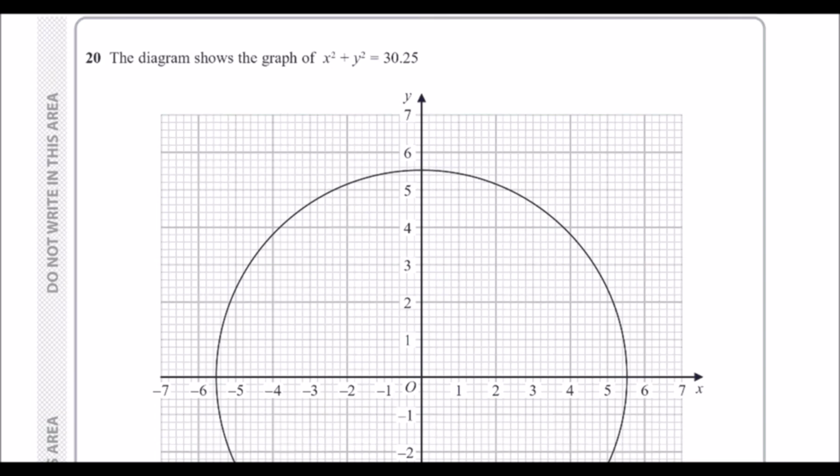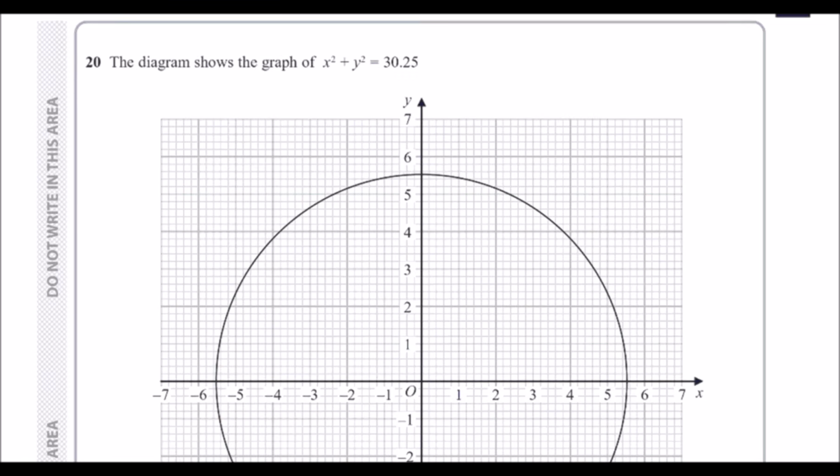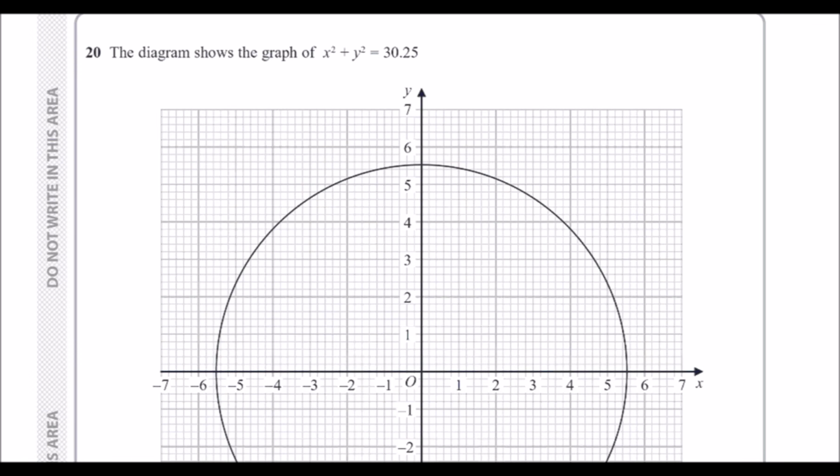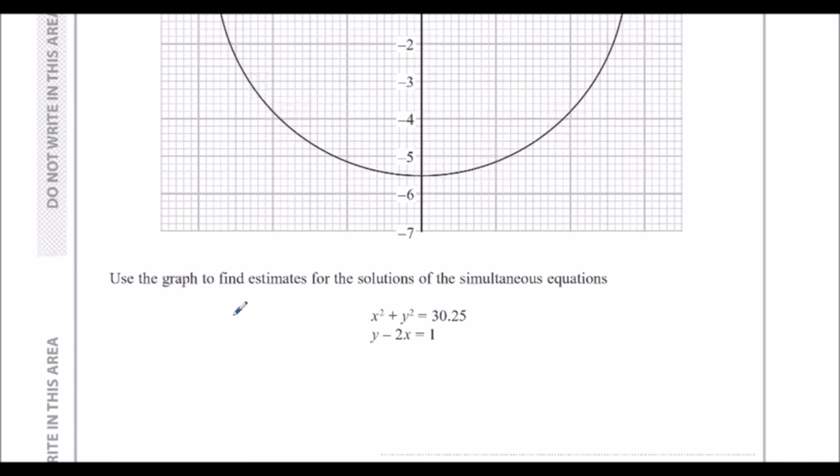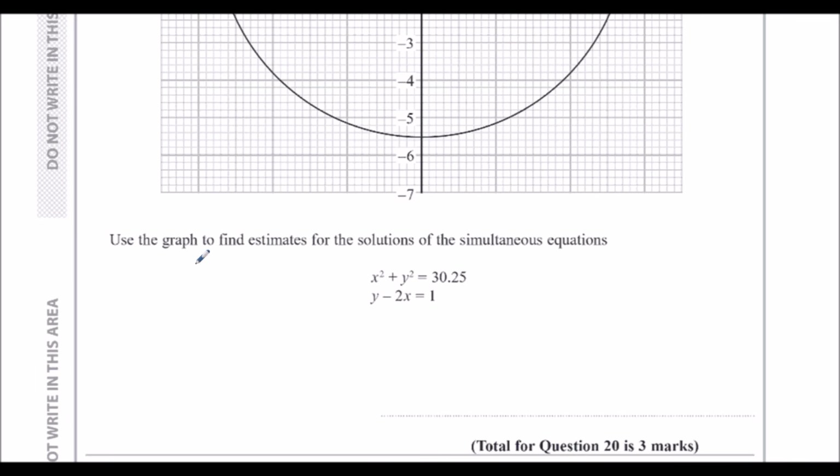Question 20. So here we've got a circle. x squared plus y squared is 30.25. Find estimates for the solutions of the simultaneous equations. So we've got the circle that's drawn for us, and y, if we add 2x to both sides, y equals 2x plus 1.